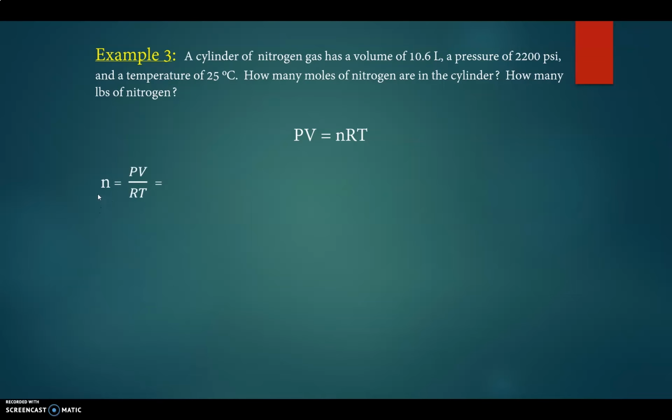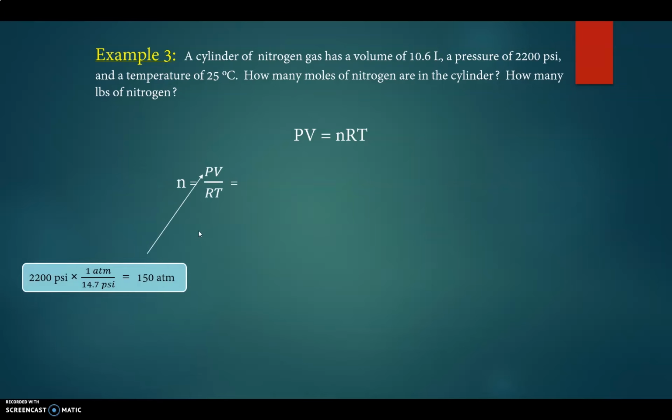So the first thing we'll do is rearrange our equation. If we move RT over and down, we get n equals PV over RT. For the pressure, because we've decided that R is always going to have units of atmospheres, we can't put in 2200 psi. So we're going to use our conversion we learned earlier, and change our psi into atmospheres, and that's what we'll want to plug in for our pressure.